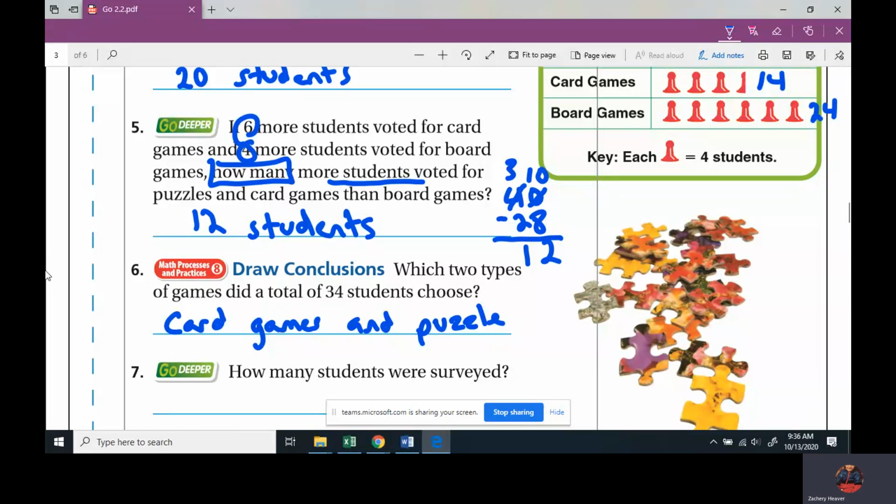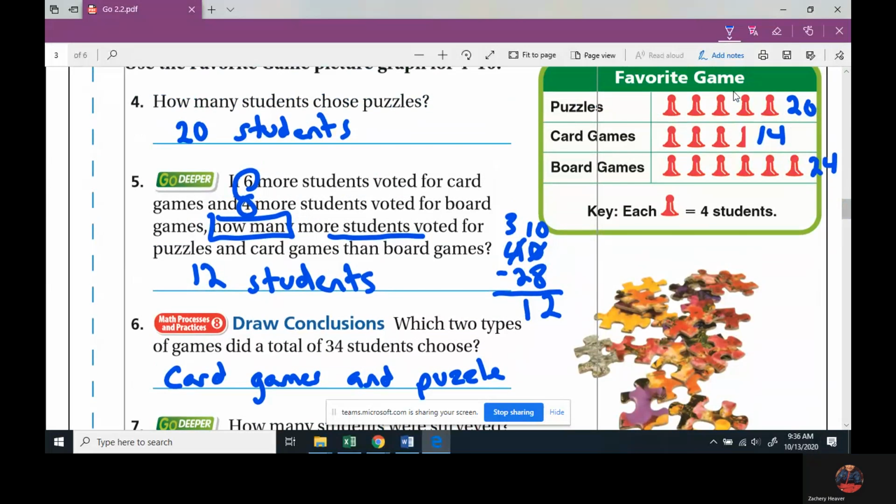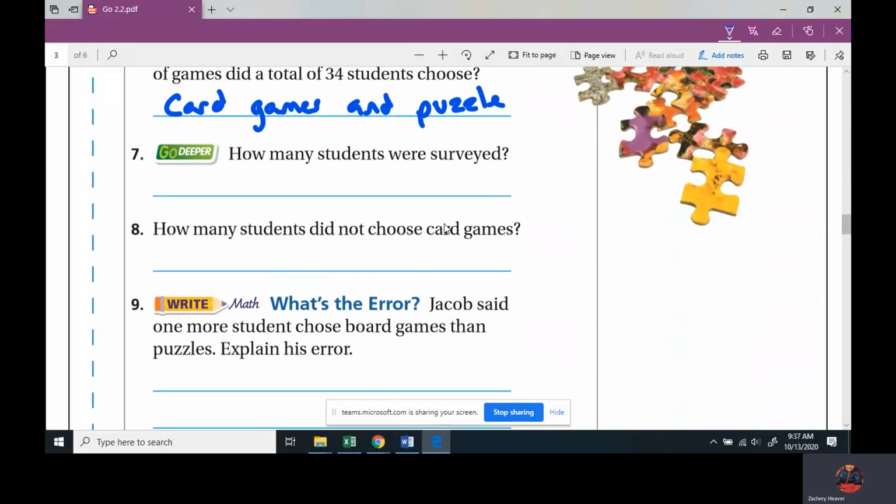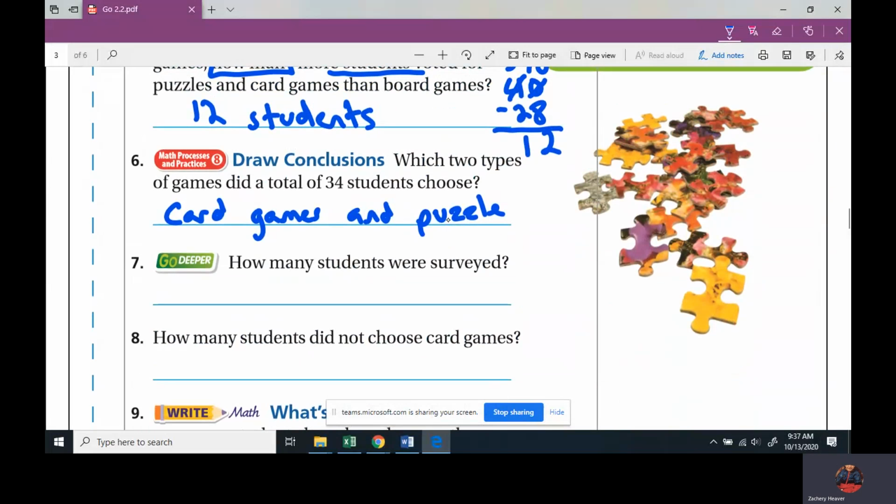All right, Caleb has got it. What is the answer, Caleb? 58. How did you find 58? Yes, you added all 3 together and you got 58. 58 what? Look right after how many, always. Yes.